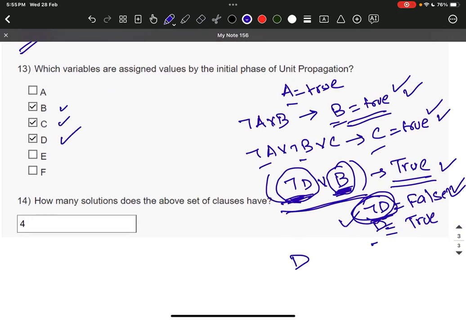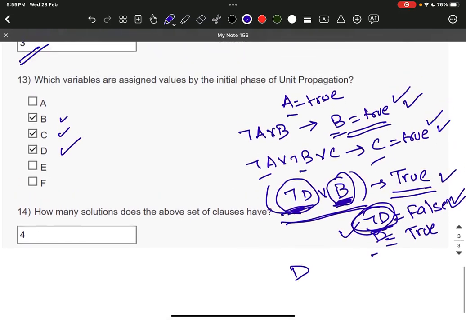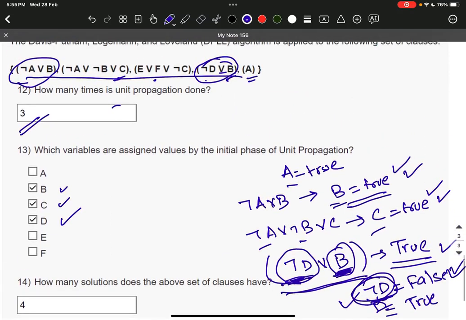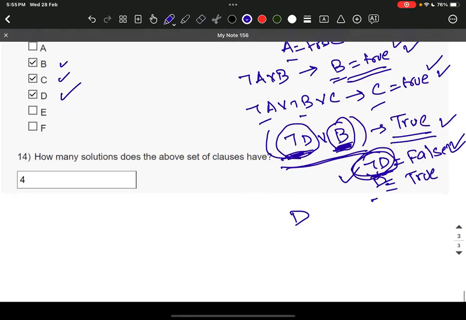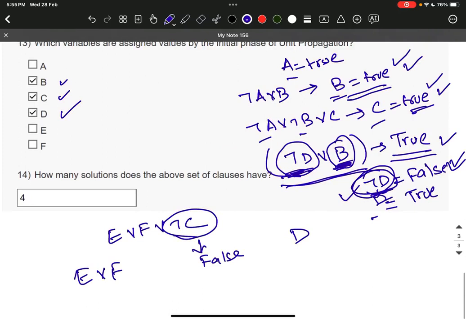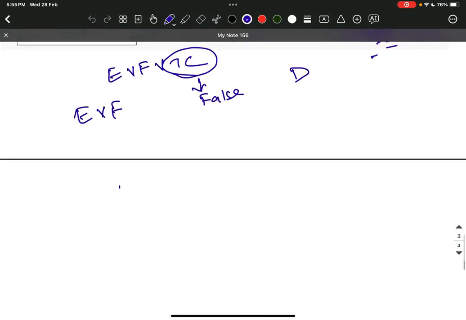How many solutions does the set of clauses have? Okay, let's see. We have taken this as false, नॉट डी equal to false, that's why डी equal to true according to the algorithm. नाउ एक और रह गया, ई एफ एंड नॉट सी, ई और एफ और नॉट सी, ओके, नॉट सी से क्या हो गया, ये फॉल्स, because C is true already, we have concluded. So E or F, so E can be what, let me take one more sheet, E or F is left.